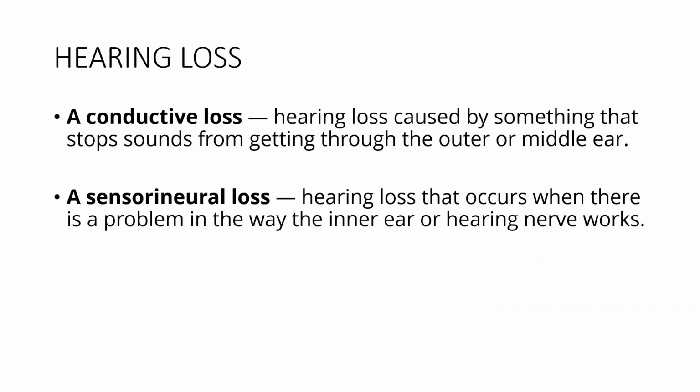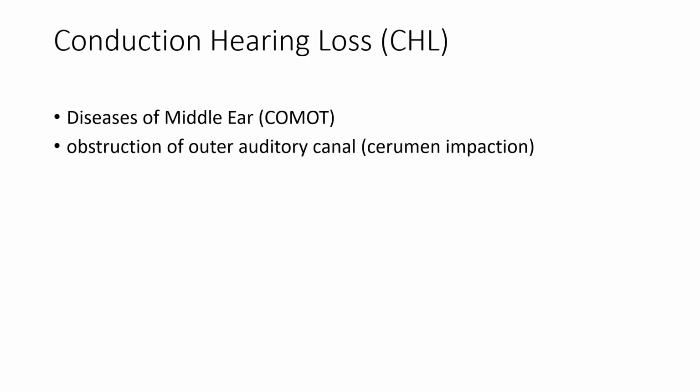Now, for any reason where the sounds cannot reach the inner ear, maybe as a result of blockade in the outer or middle ear, it results in conductive hearing loss. Whereas if there is a primary problem in the inner ear, maybe with the nerves, the auditory nerve, the cochlear nerve, then we have what we call sensorineural loss.